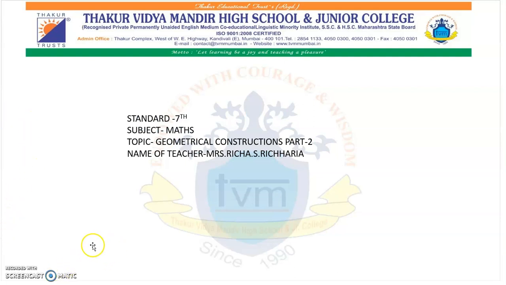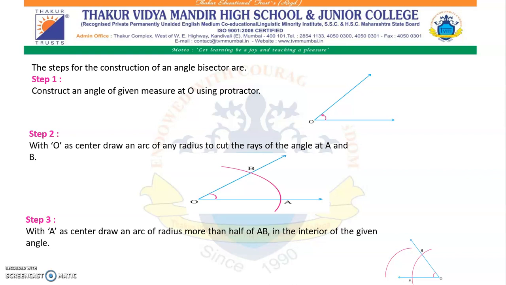Standard 7, Subject Maths, Geometrical Constructions, Part 2. Let us revise how to construct an angle bisector. Step 1: construct an angle of given measure at O using a protractor.